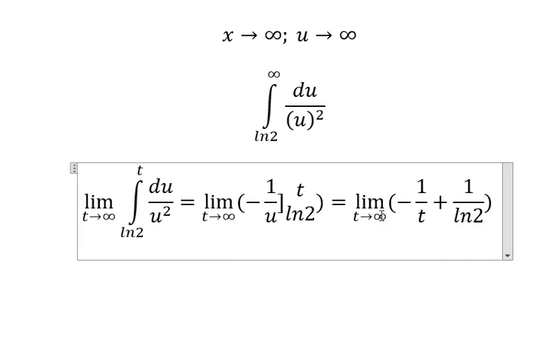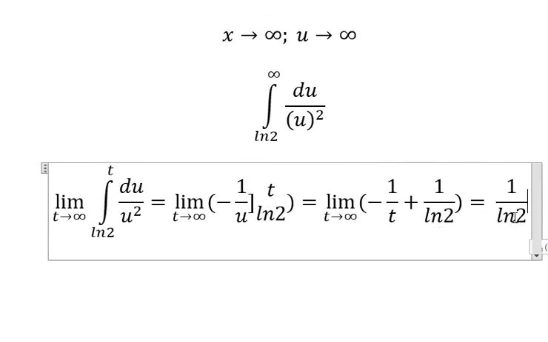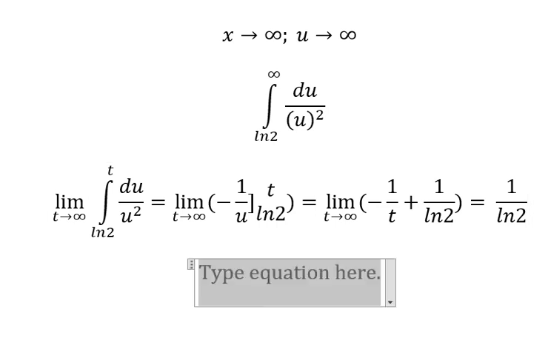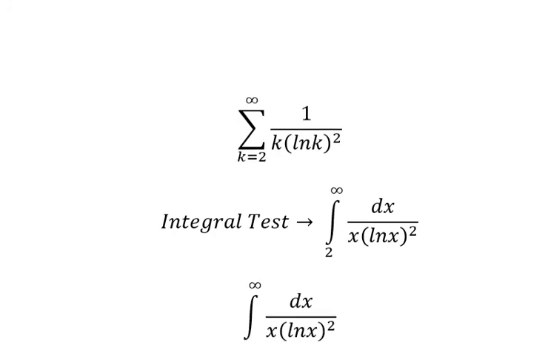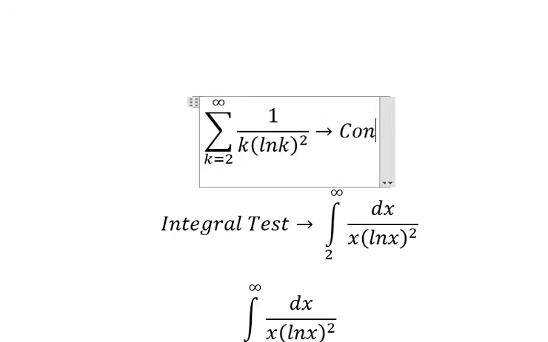So when t goes to positive infinity, this one will go to 0, and this one will go to 1 over ln 2. Because we just calculated the value in here, that means this is convergent. Because this value is convergent, we can say that this series is convergent.